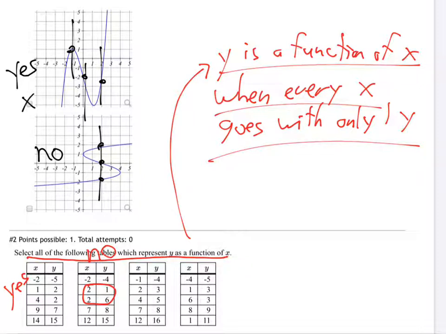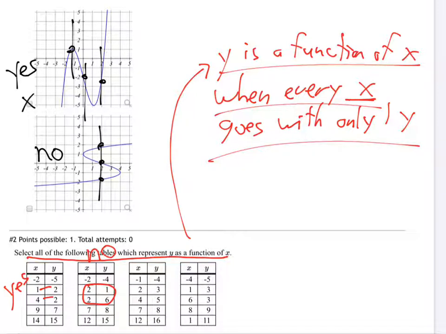Right, but even though the y has two twos on it, it's still good, right? Oh yeah. That is actually still good, because you can have a repeat on the y, you just can't have a repeat on the x. Both these guys are going with the same y value, but that's still two different x's. Okay. Yeah.